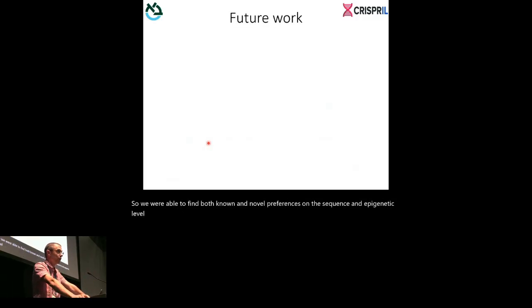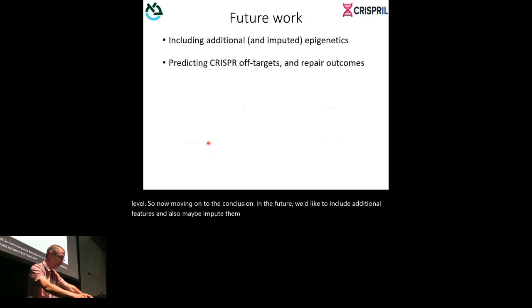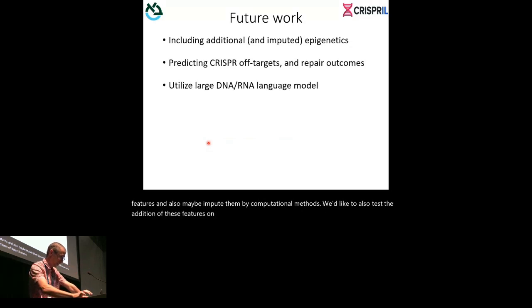So now moving on to the conclusion, in the future, we'd like to include additional features and also maybe impute them by computational methods. We'd like to also test the addition of these features on CRISPR off-targets and repair outcomes. And of course, the most popular hype in the field are the language models.